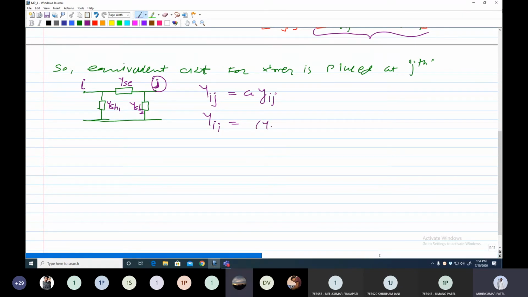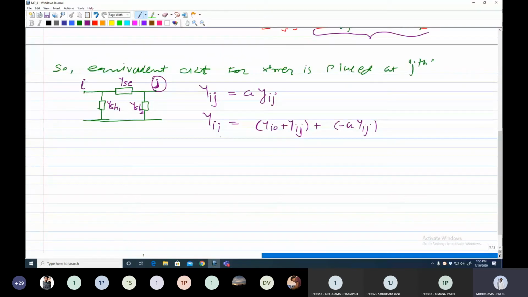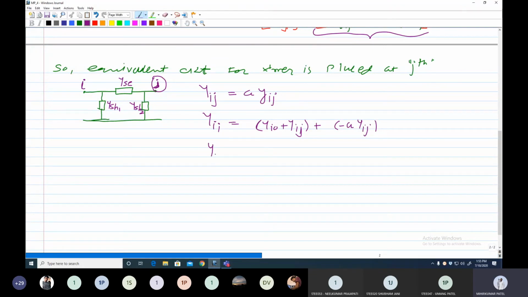Yi0. Yi0 plus Yij is your shunt admittance plus minus of A into Yij. See the matrix here, this plus this. We are considering the effect of the transformer to write down our diagonal elements. Clear up to this? Similarly, can anyone say what is the value of Yjj from the matrix?